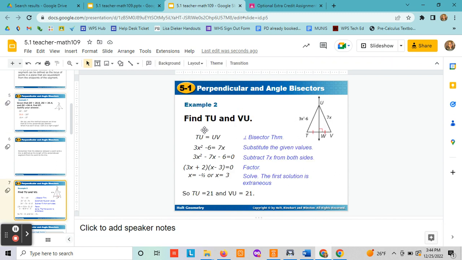So here's another example, and you can notice this is a little bit harder because I have factoring involved. Here's my perpendicular bisector theorem. TU has got to be equal to TV because I see that UW is the perpendicular bisector of segment TV. So I substitute my given values.